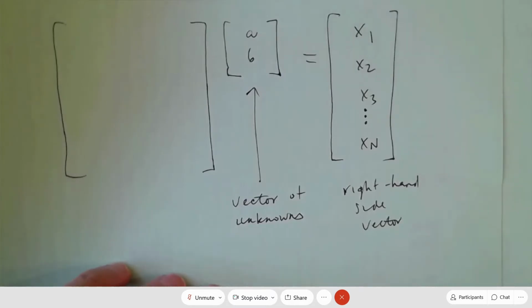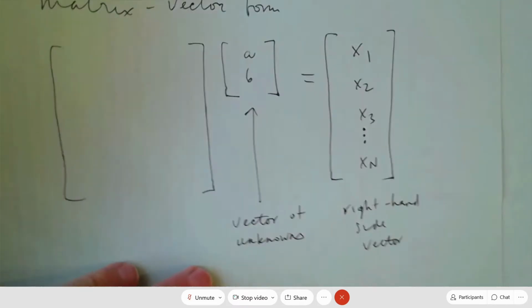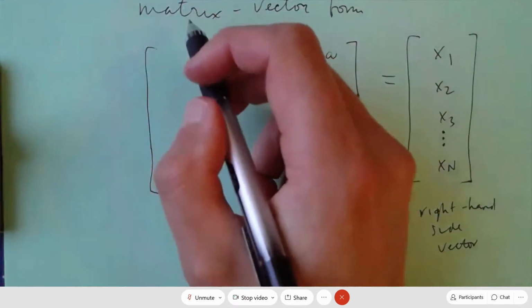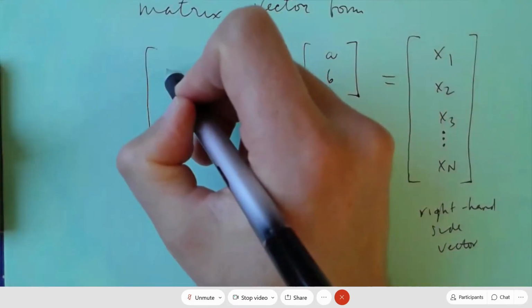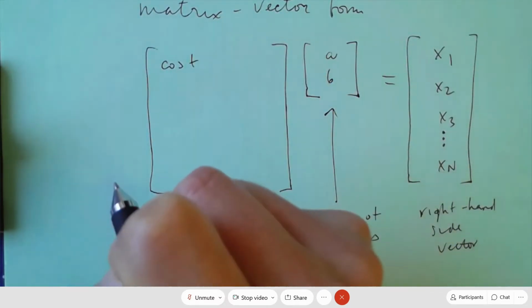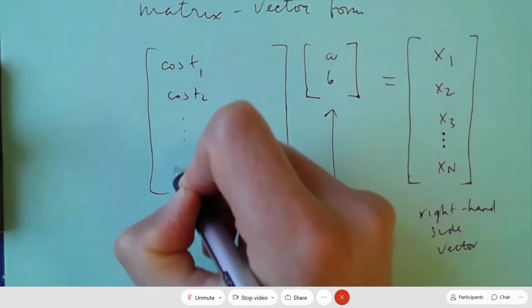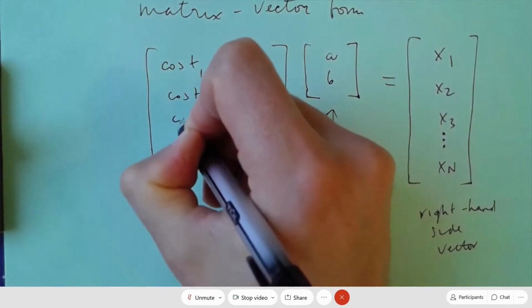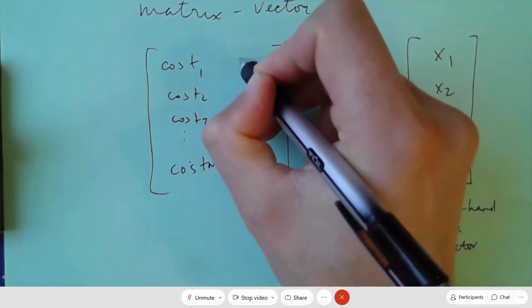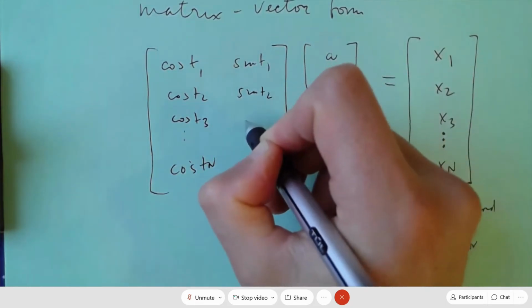All right. In the meantime, Noe, do you see what the matrix is going to be? Yeah. All right, tell us. I believe it's cosine t, and then down that column would be cosine t1, cosine t2, all the way to cosine tn. And then on the next column, it'd be sine t1, sine t2, all the way to sine tn. Exactly. Thank you.